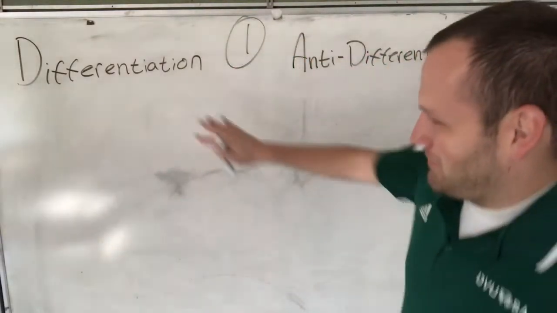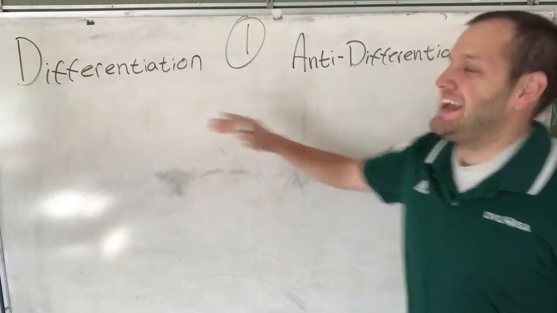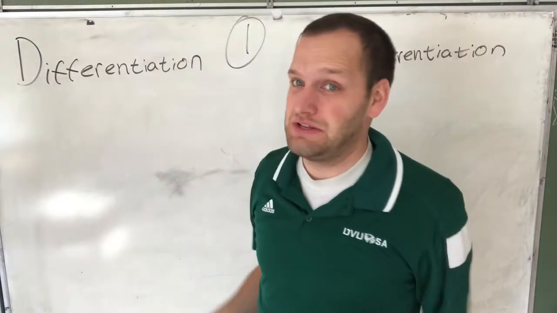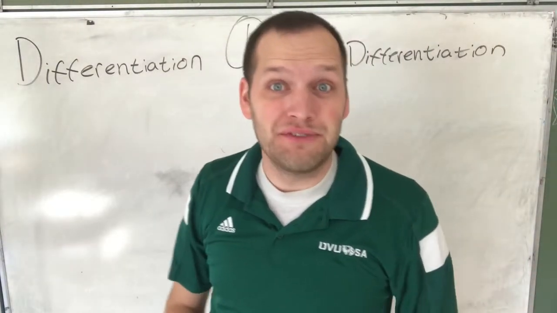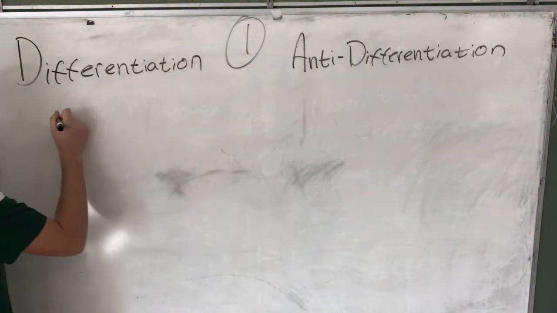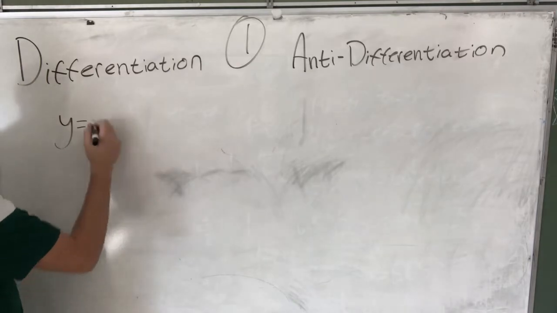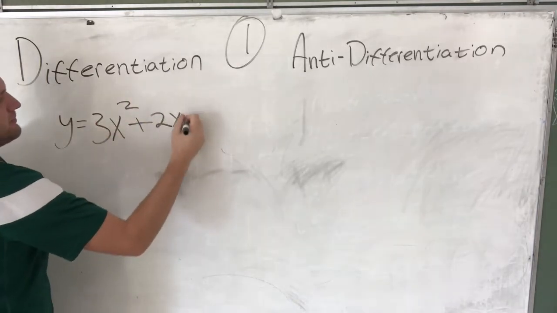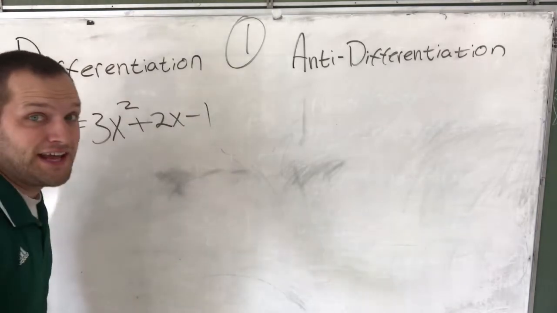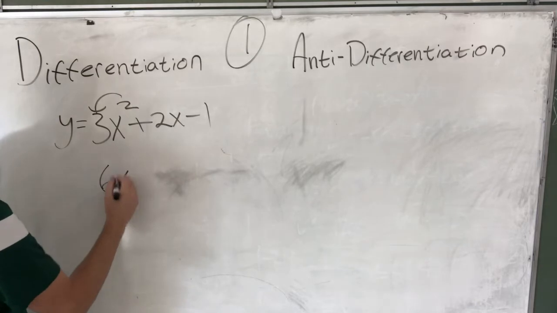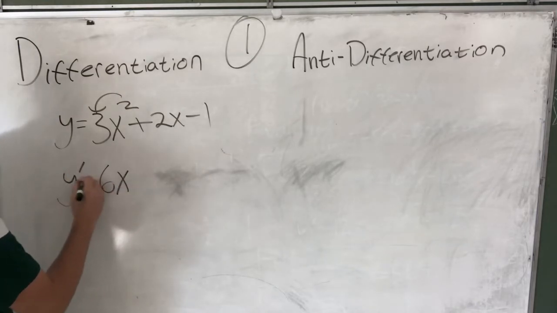Today we're talking about the difference between differentiation and anti-differentiation. Up till now we've talked a lot about differentiating, how to get the derivative of a function. As a quick reminder, if you had, let's say, y equals 3x squared plus 2x minus 1, and we wanted to take the derivative, well, 2 times 3 is 6x, that'd be y prime.